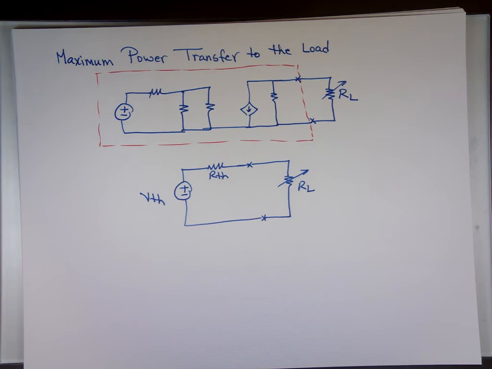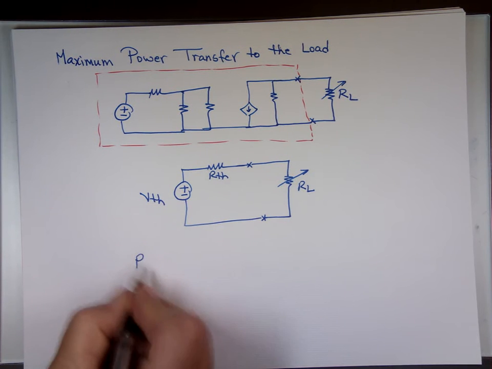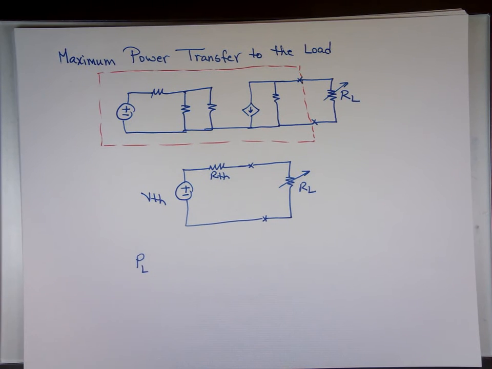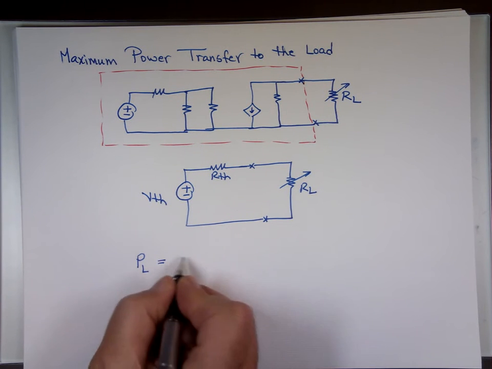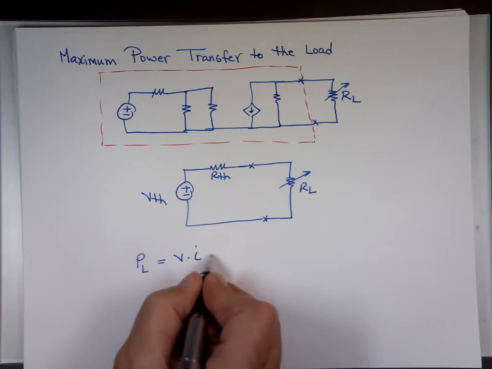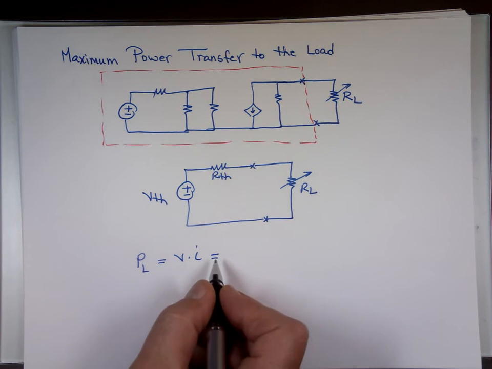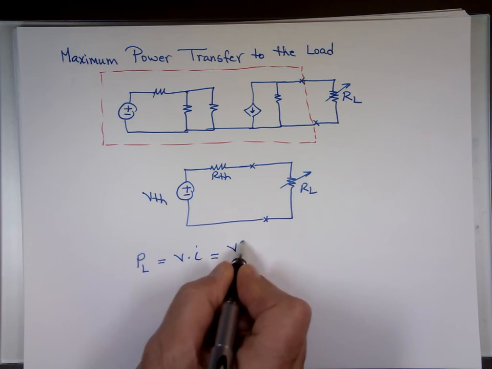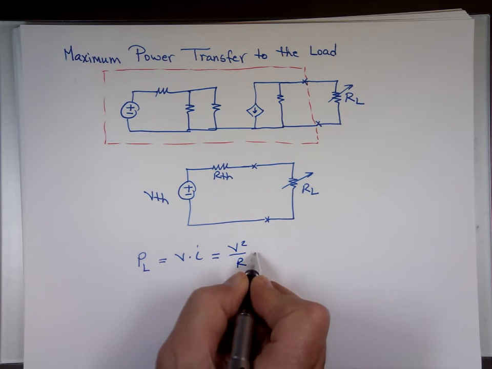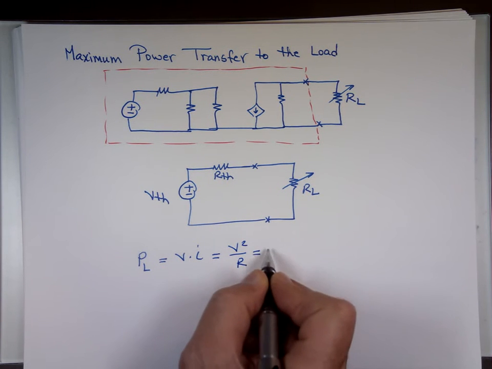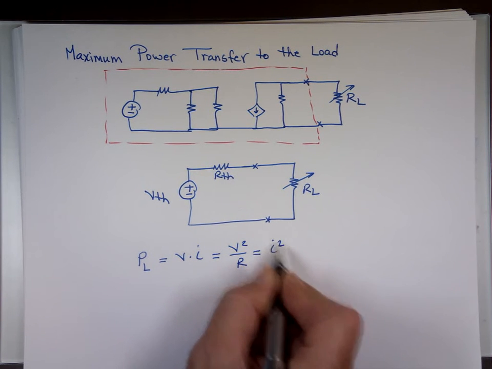Okay, so let's look at that circuit. What is the power to the load? P sub L, we'll call it, to the load. You can calculate the power by taking what? V times I. Or V squared over R. Or you can take the power by multiplying I squared times R.